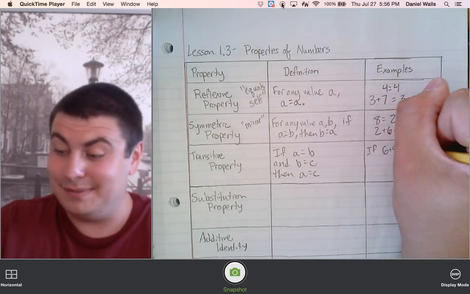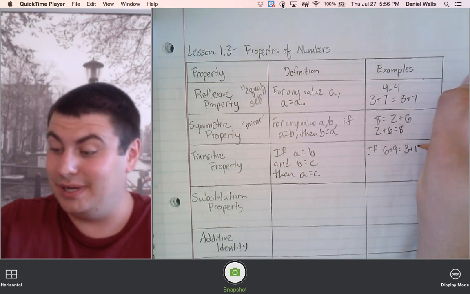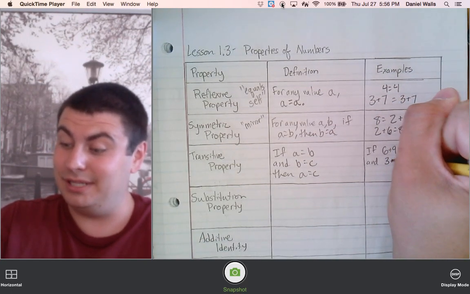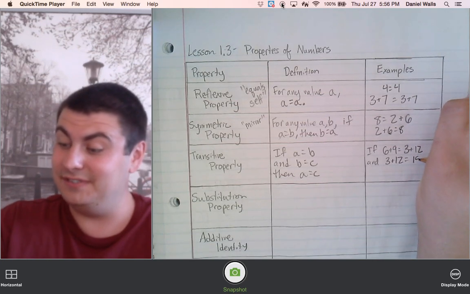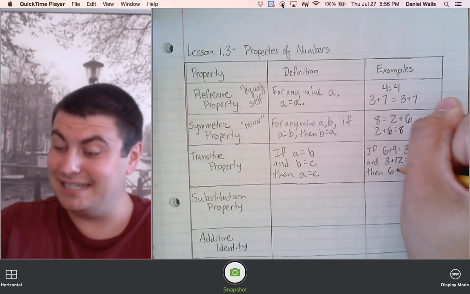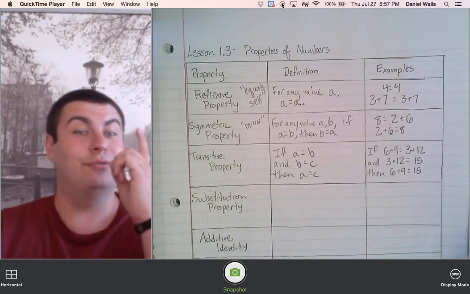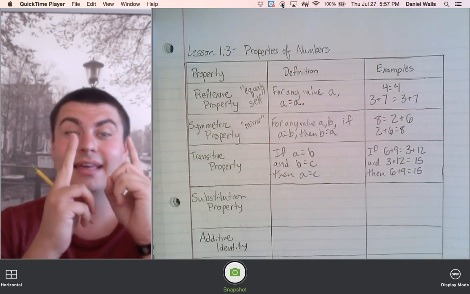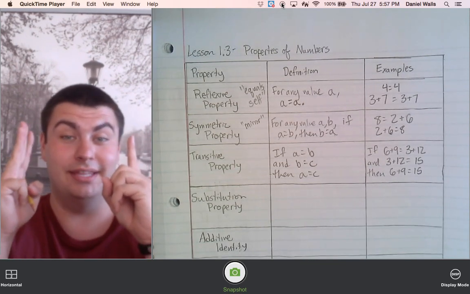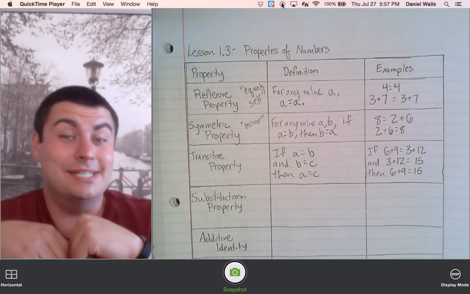So if 6 plus 9 is the same thing as 3 plus 12, and we know that 3 plus 12 is equal to 15, then we know that 6 plus 9 is also equal to 15. So again, if one thing equals a second thing, and that second thing equals a third thing, then that first thing does equal that third thing. That's the transitive property. We've used it a lot. Now we just have a name for it.